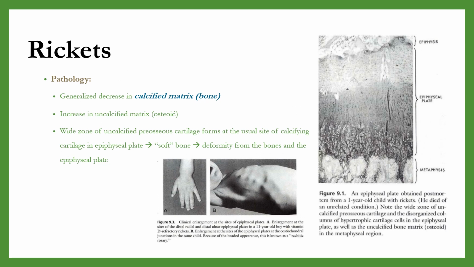Pathology of rickets: there is a generalized decrease in calcified matrix of the bone. There is an increase in uncalcified matrix or osteoid. The white zone of uncalcified provisional cartilage formed at the usual site of calcifying cartilage in the epiphyseal plate becomes soft bone, therefore resulting in deformity of the bones and the epiphyseal plate.